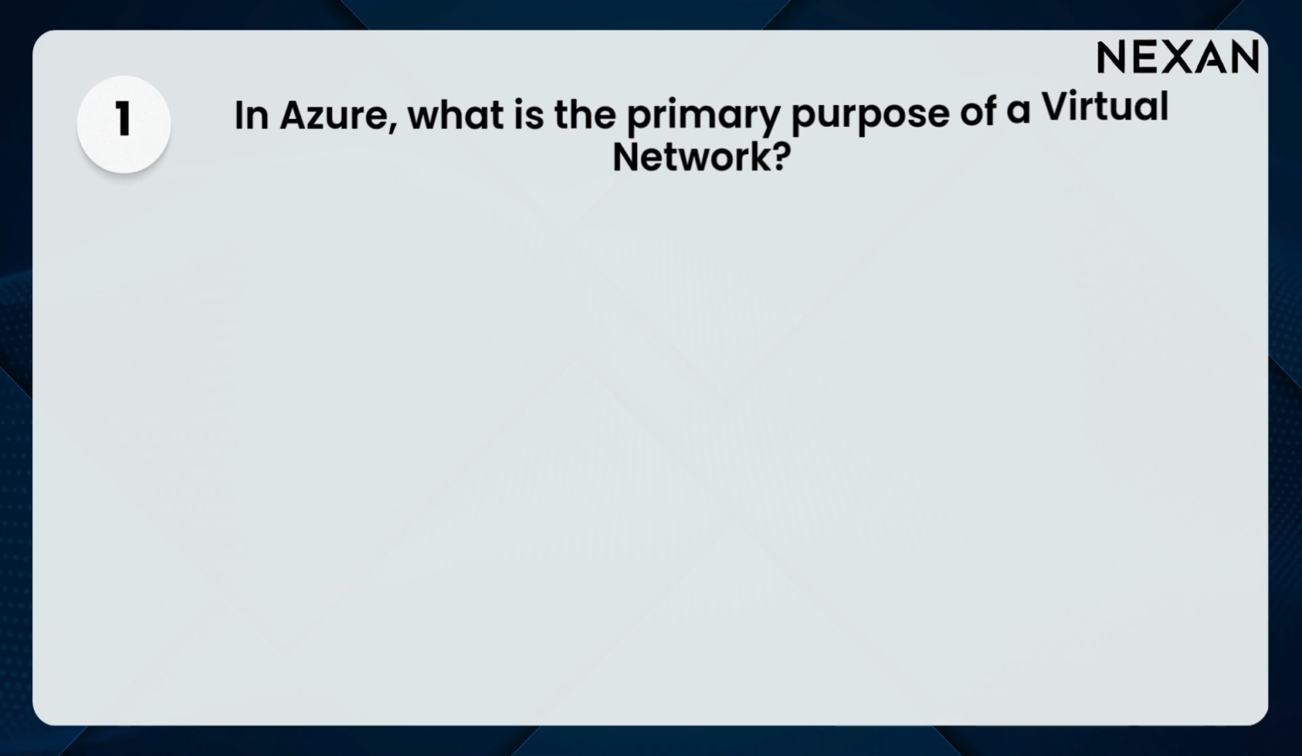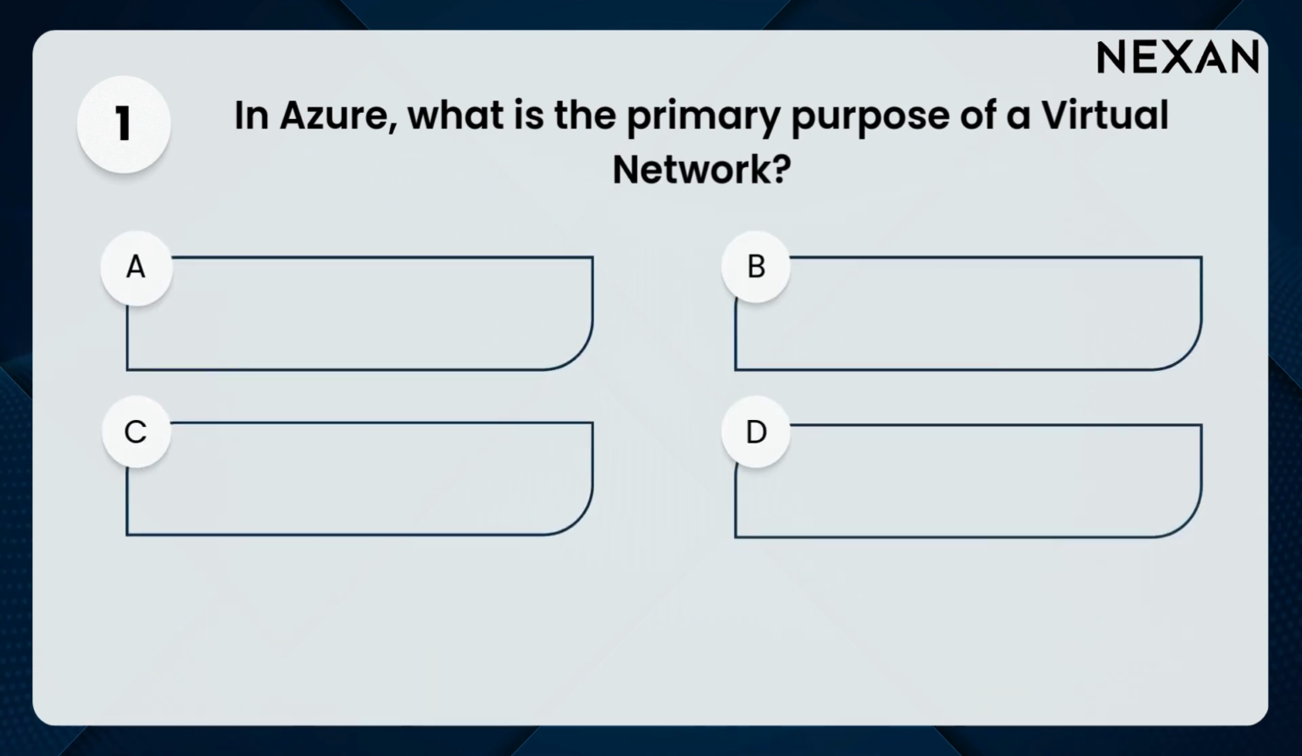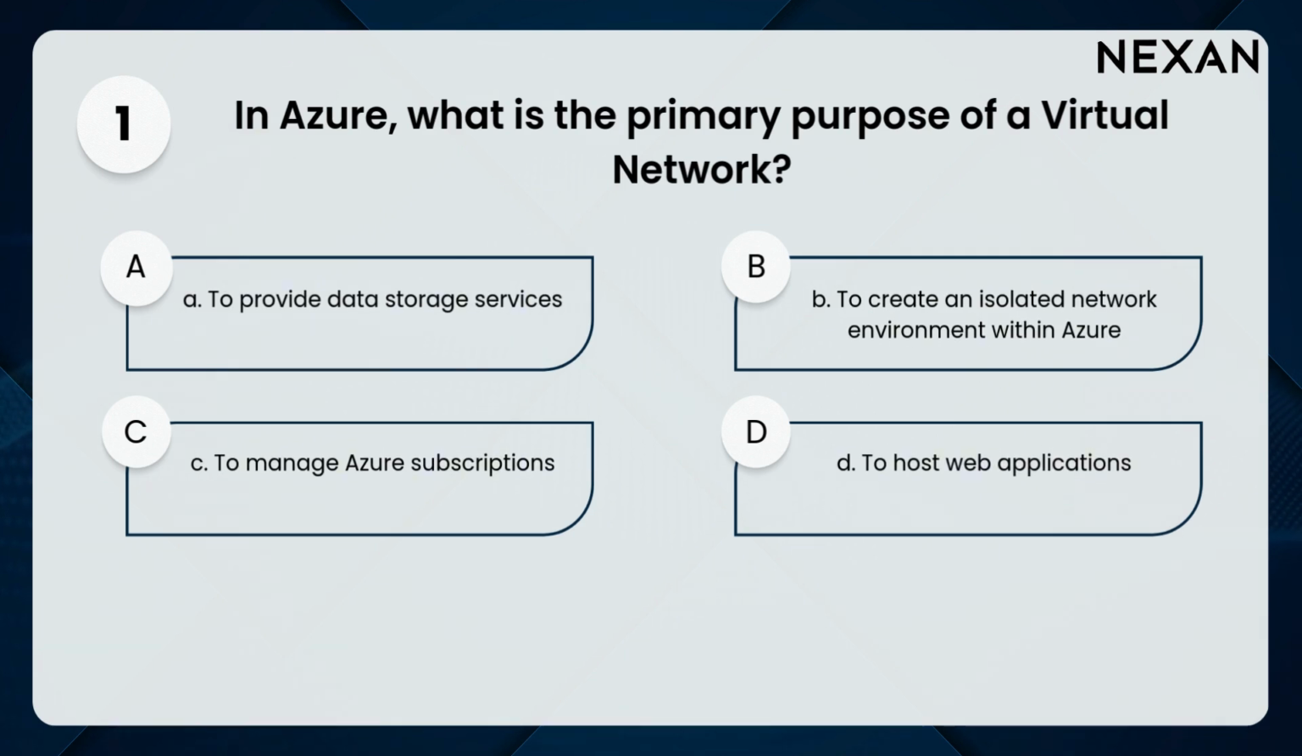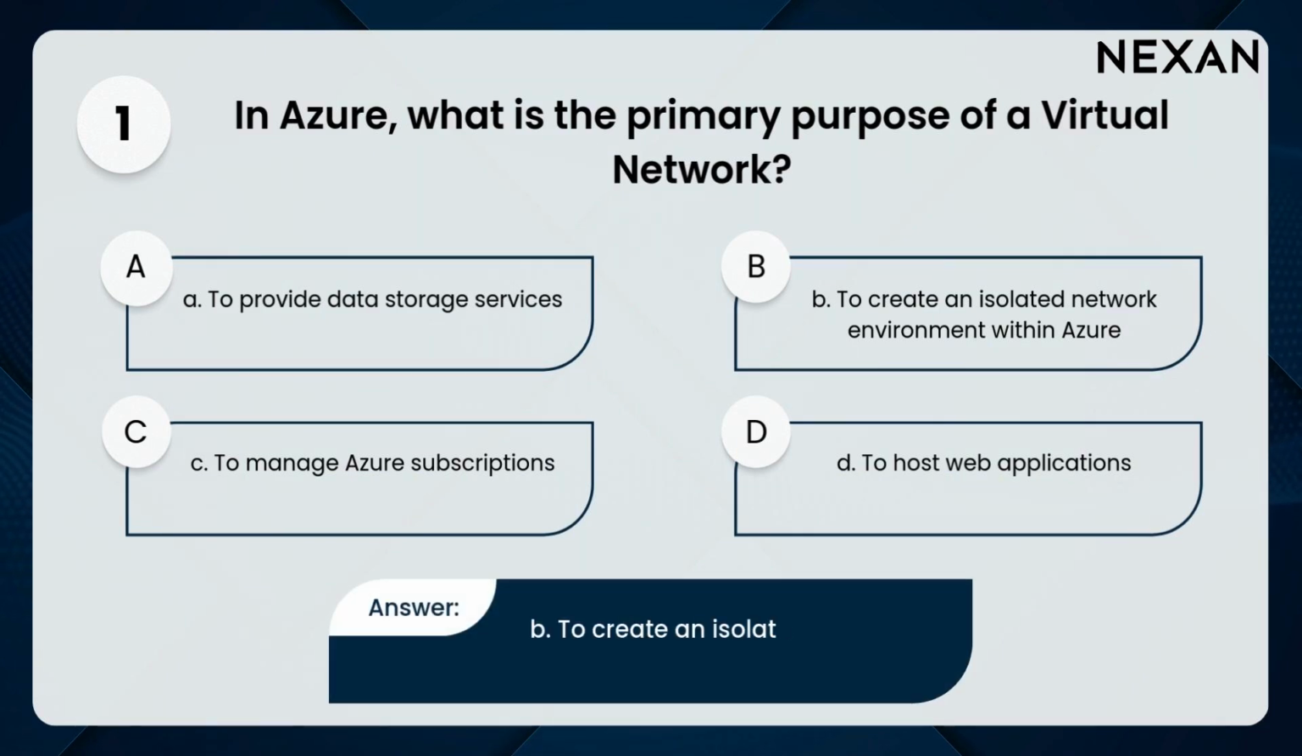1. In Azure, what is the primary purpose of a virtual network? A. To provide data storage services. B. To create an isolated network environment within Azure. C. To manage Azure subscriptions. D. To host web applications. Answer: B. To create an isolated network environment within Azure.